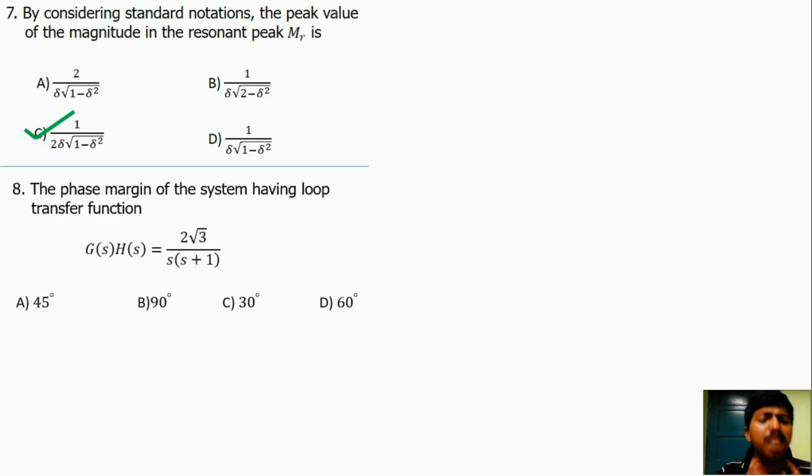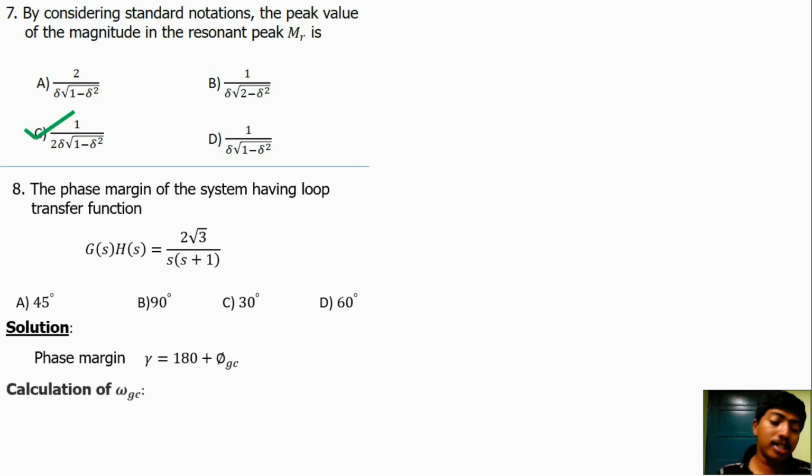We have to find the phase margin of the system. So for phase margin, we know the formula. Phase margin is equal to 180 plus φGC. φGC means phase angle at the gain crossover frequency. We have to find the gain crossover frequency, omega GC. Omega GC means the frequency at which the magnitude is unity.